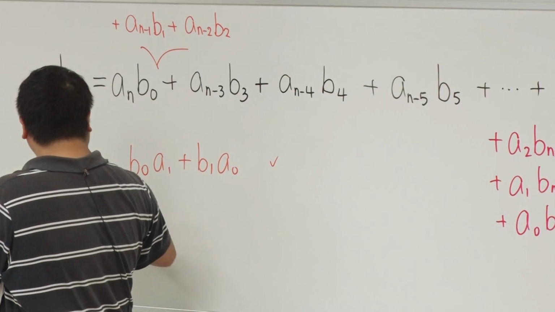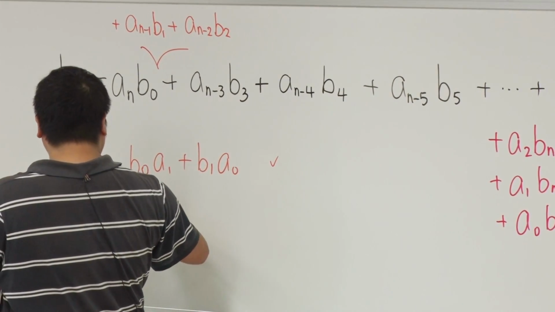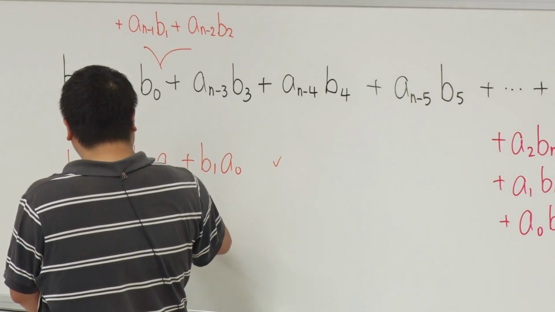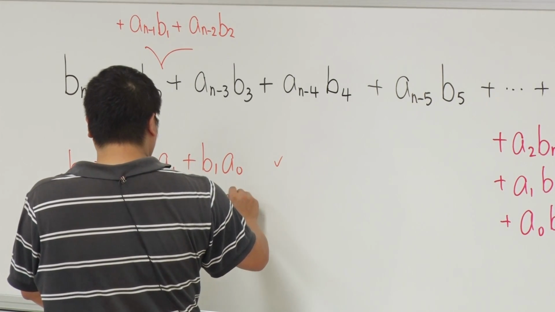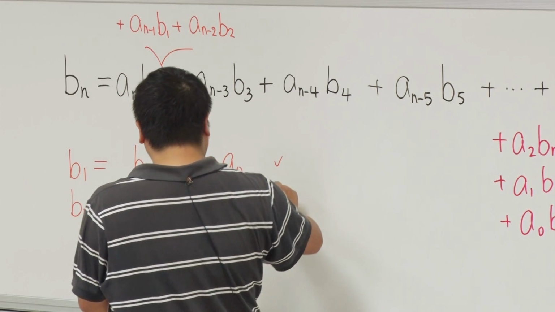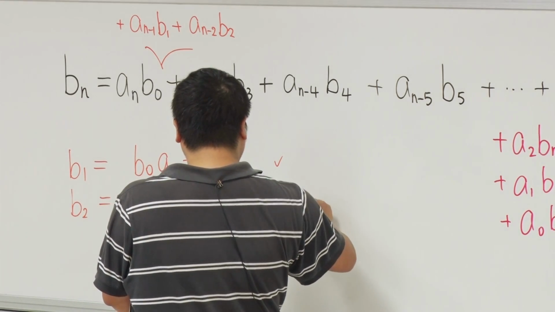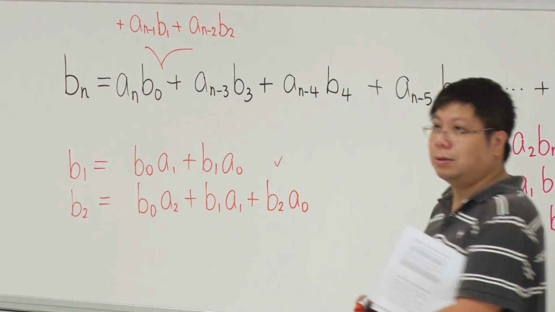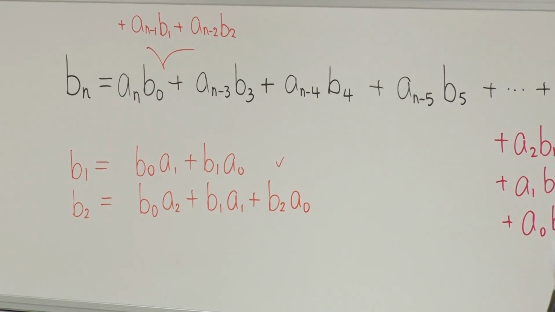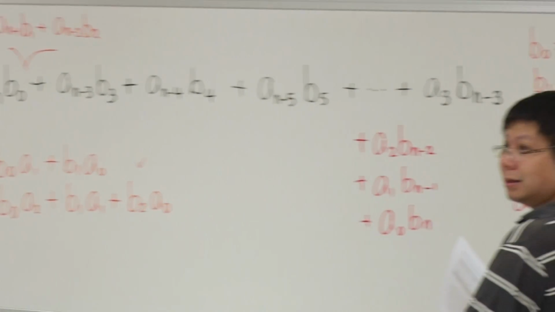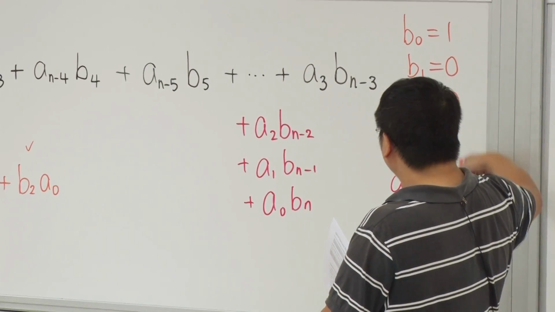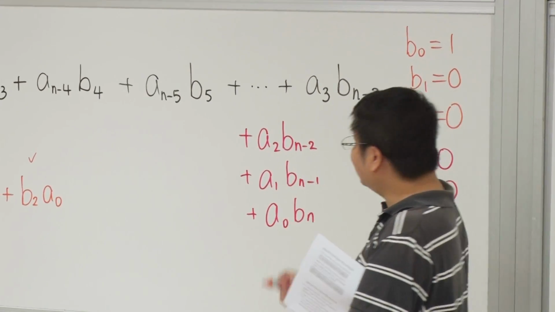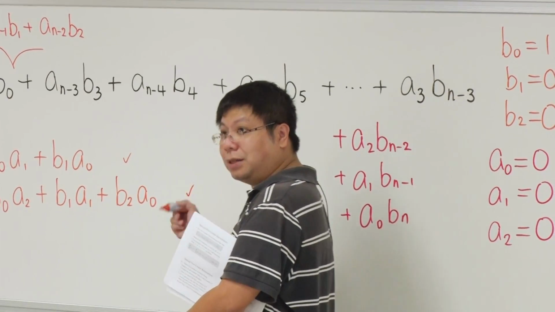Is b2 okay? Is b2 equal to b0 a2 plus b1 a1 plus b2 a0? Is it true? Let's check. b0 is 0, right? And then we have a0, a1, a2. They are all 0. So left-hand side is 0, right-hand side is 0. So this is okay. Now b3 should be normal.